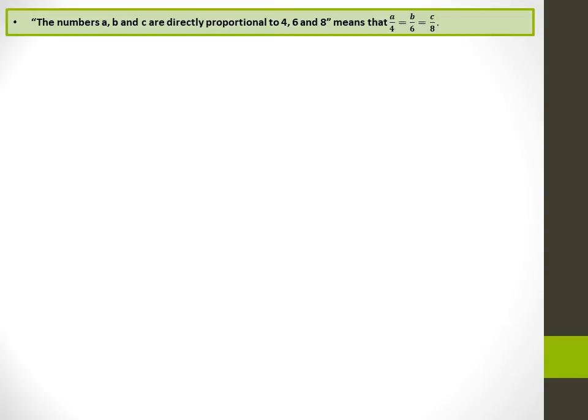The numbers a, b, and c are directly proportional to 4, 6, and 8 means that a over 4 is equal to b over 6 is equal to c over 8.